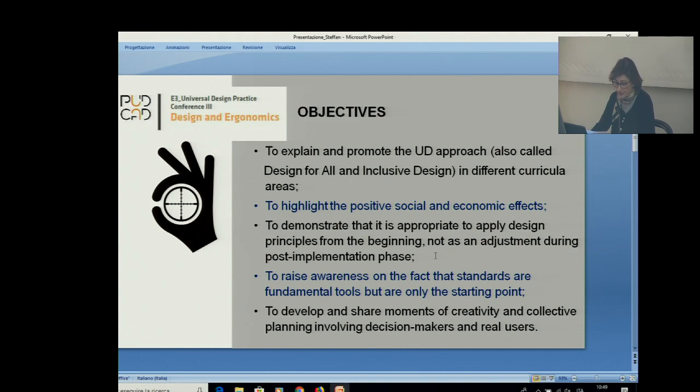Objectives have been to explain and promote the UD approach both in university education and in professional refresher courses in different curricular areas, to highlight the positive social and economic effects generated by the application of UD, to demonstrate that it is appropriate to apply design principles from the beginning and not as just an adjustment during the education or post-implementation phase, to raise awareness on the fact that standards are fundamental tools but are only the starting point for a truly inclusive project, to develop and share moments of creativity and collective planning involving decision makers and real users.